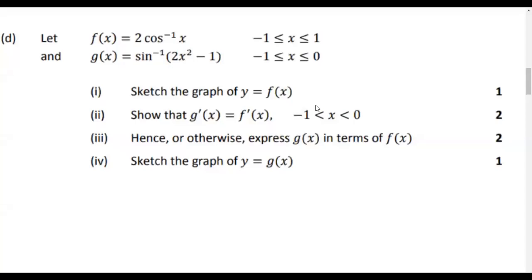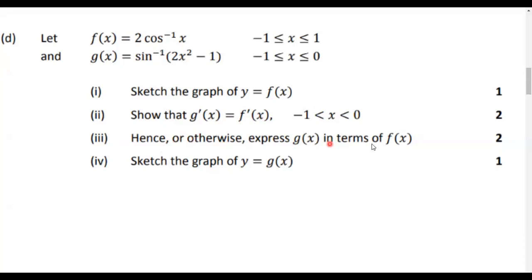So here we have inverse trig questions with graphing. You've got f(x), which is 2 cos inverse of x, and g(x), which is sine inverse of 2x squared minus 1. And you're firstly asked to graph the first one, which shouldn't be too difficult. Graph f(x). Then you want to show that g'(x) equals f'(x).